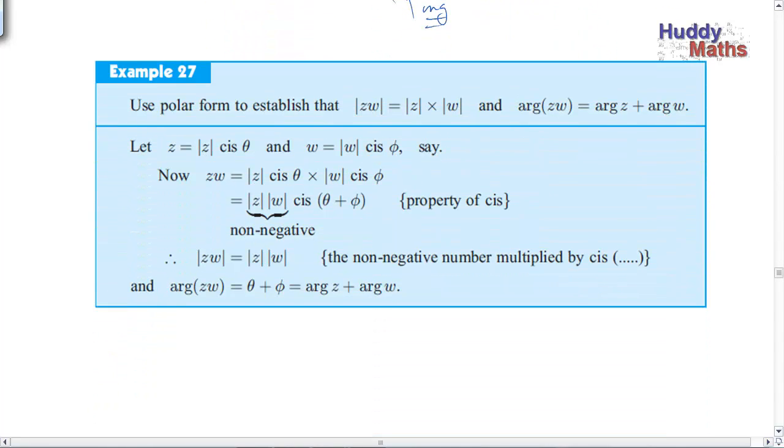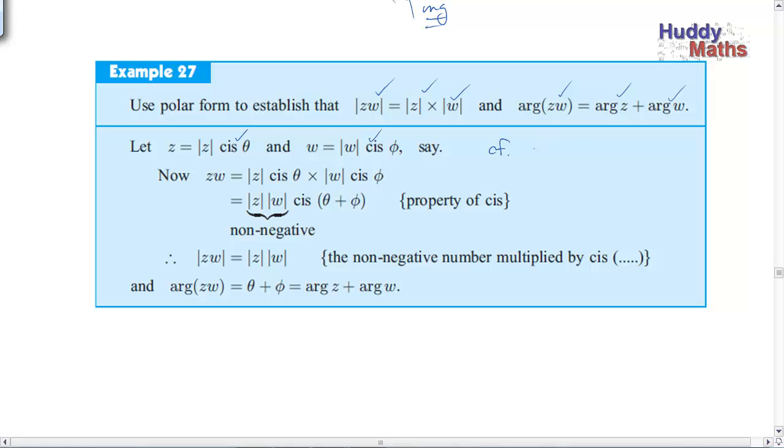Use polar form to establish this result that we've done before with a + bi and c + di, if you remember, and also that the argument of a product is the sum of the arguments. In proving this we need a general polar form for the two complex numbers. So z is |z| cis θ, w or omega is |w| cis φ. That's the way we generalise it.